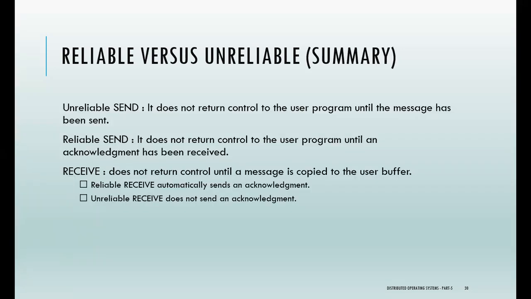Reliable versus unreliable, the summary of these operations. Unreliable send does not return control to the user program until the message has been sent. Reliable send does not return control to the user program until an acknowledgement has been received. Receive does not return control until a message is copied to the user buffer.